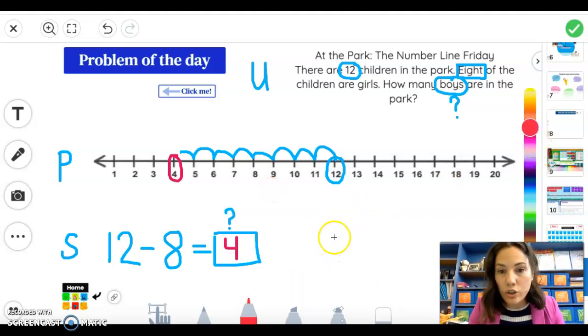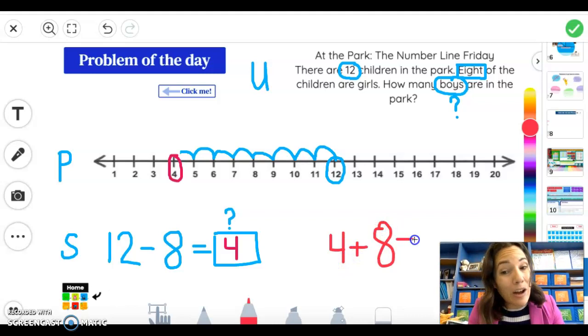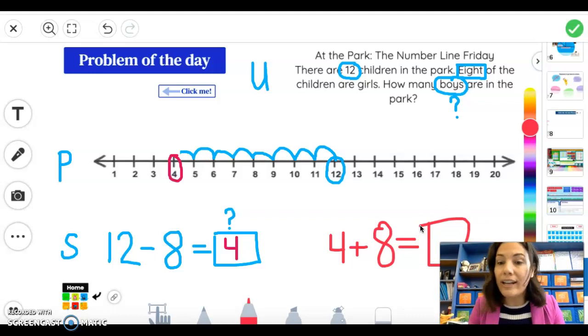I can do the 4 boys plus the 8 girls. How many children should there be? There should be 12, right? So let me go ahead and count up. I'm going to count up from 4. I'm going to count up 8.